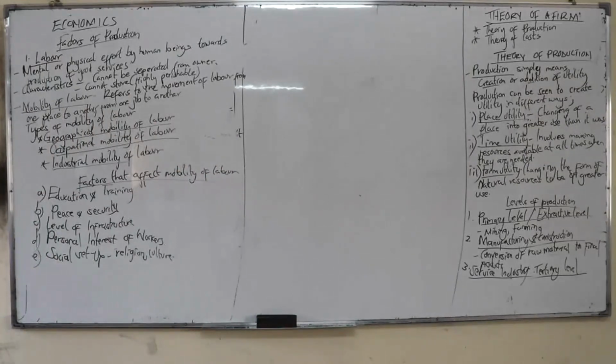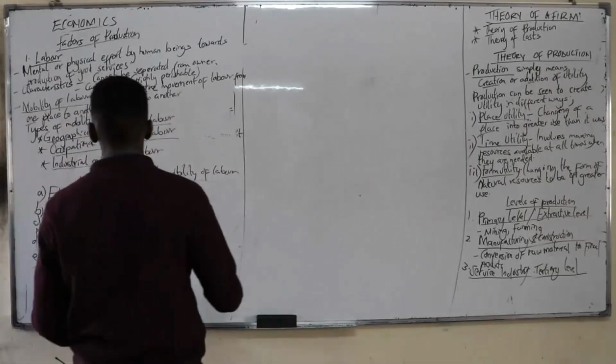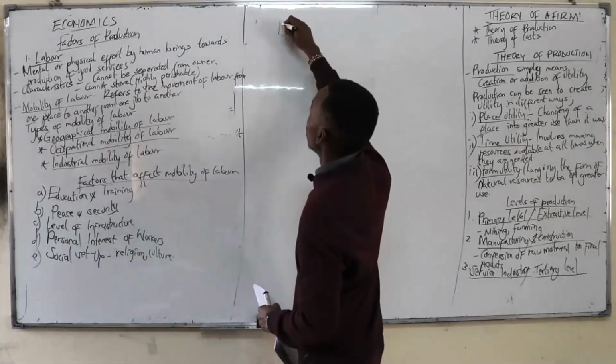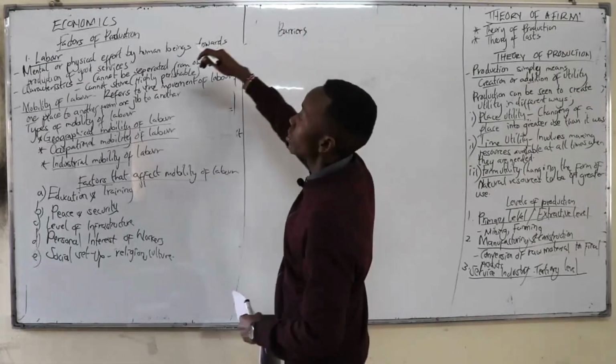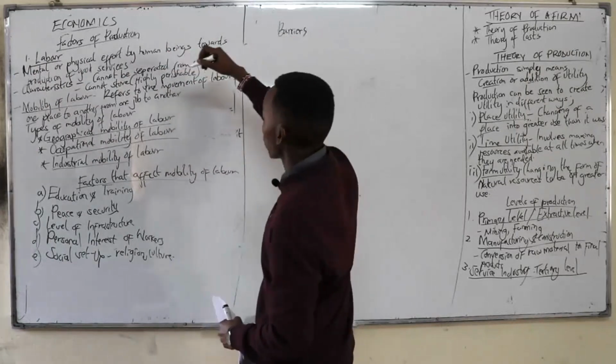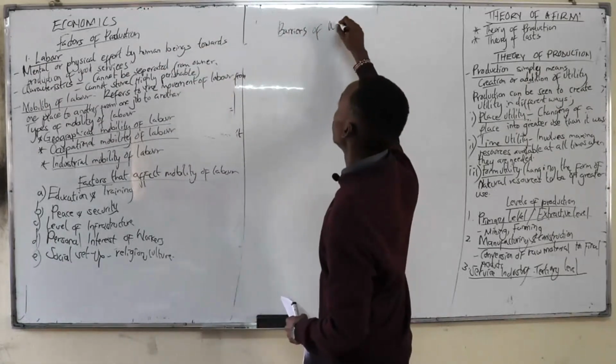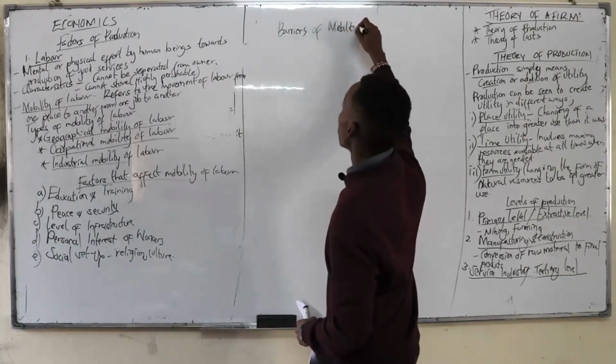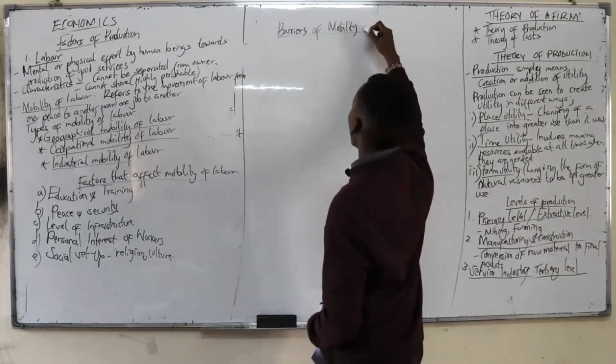So this is in line with the factor that we are calling labor. So what then are some of the barriers that may hinder this kind of mobility of labor? We want to exhaust fully the aspect of labor as a factor of production before we move on to the other factors of production. So the barriers of mobility of labor, what do you think are some of the barriers in this case of labor?